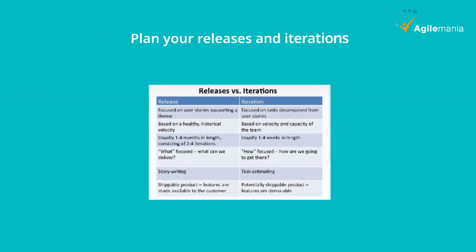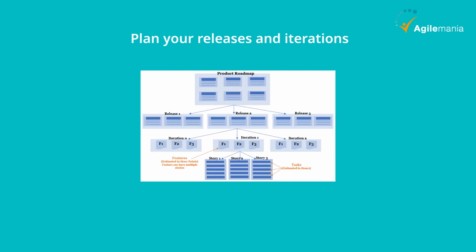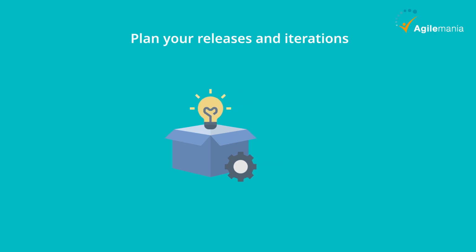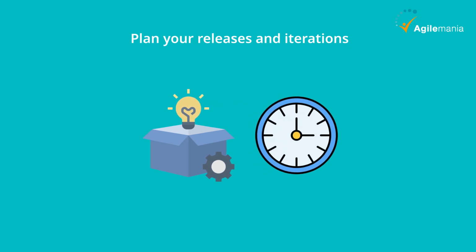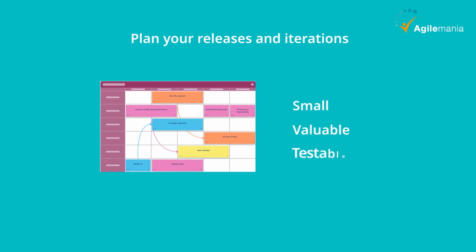The next step is to plan your releases and iterations. Your releases and iterations are the increments or versions of your product that you deliver to your customers or users in a short and frequent cycle. Your releases and iterations should be small, valuable, and testable.